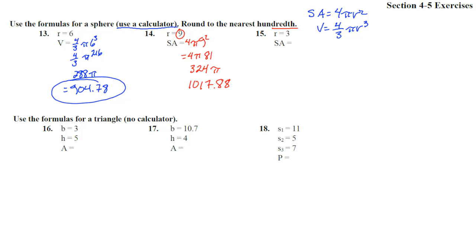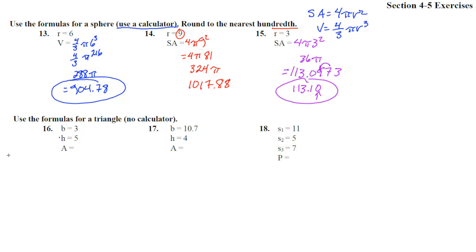Good. Next one. R is 3, and we're using the SA surface area formula. So we get 4 pi 3 squared. So 3 squared, 3 to the second power, is 9. That's 3 times 3 times 4, so we have 36 pi. So 36 times pi in the calculator, and we get 113.09733. Oh, so we're rounding to the nearest hundredth, so that's 113.10.